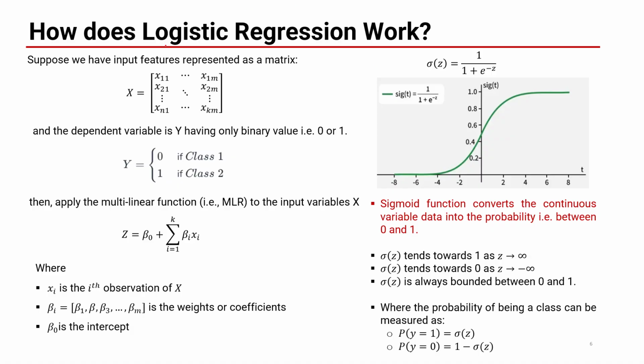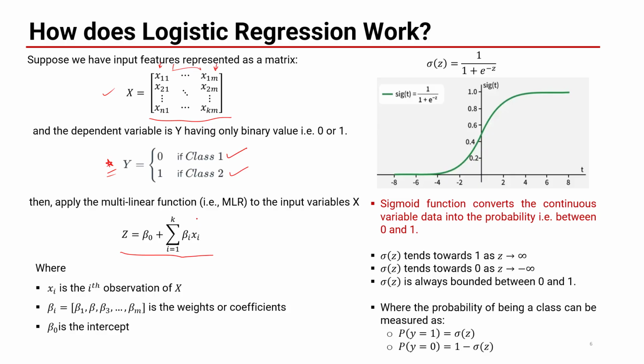Now let's see how logistic regression works. Suppose we have m features, from x1, x2 up to xm. This is the X matrix, and our target variable is the response. Based on these features, we would like to see whether a particular data point lies in class 1 or class 2. We represent these with 0 and 1, and this z is basically the multiple linear regression.